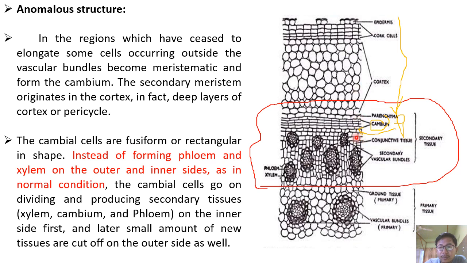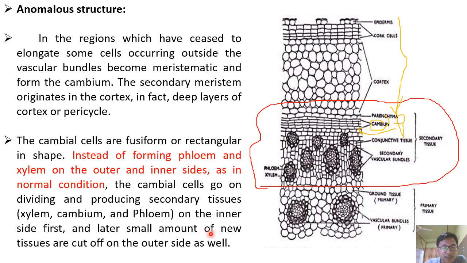But here it is not produced. Both the xylem and phloem bundles were produced below the cambium. The cambium cells go on dividing and produce secondary tissue, that is xylem and phloem, on the inner side first. And after that, they will produce xylem and phloem. They are called secondary vascular bundles.